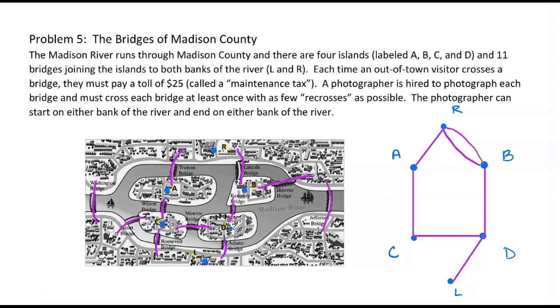Finally, at Island C, we already have the 2 bridges to Islands A and D respectively. The other 2 bridges go to the left side of the river, so we'll again have multiple edges, 2 edges between C and L. That takes care of 9 of our bridges. Those are the 9 bridges that connect to the 4 islands. There's 2 bridges left, over here and over here. Notice that those 2 bridges go directly from the left side of the river to the right side of the river. So we need to draw in 2 edges between R and L. And now we have our graph to represent the bridges of Madison County.